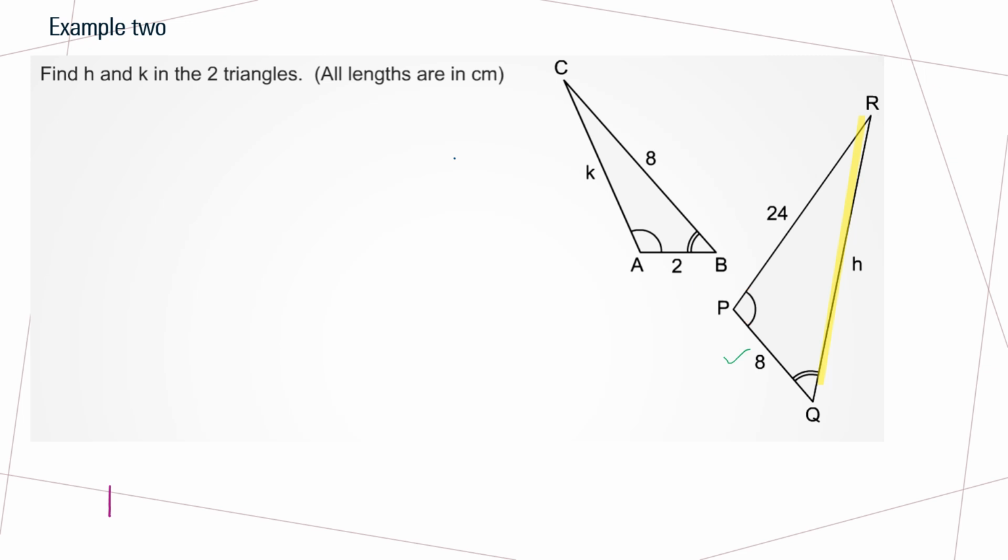Then the next thing is to see if we can use the ratio of three corresponding sides, because you're given all three sides. Let's see whether we can do that. But you realize that we can't. Why not? Because K is an unknown and H is also unknown, so you can't really find it.